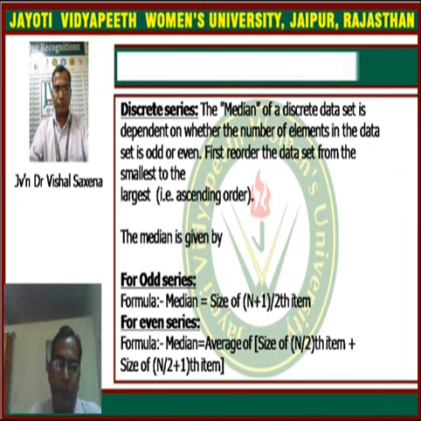So again we have to first reorder the data set from the smallest to the largest, that means in ascending order. The median is given by, for odd series, the formula here: median equal to size of the (n plus 1) upon 2 th item, and for even series the formula for median is equal to the average of the size of the n by 2 th item plus the size of the (n upon 2 plus 1) th item.